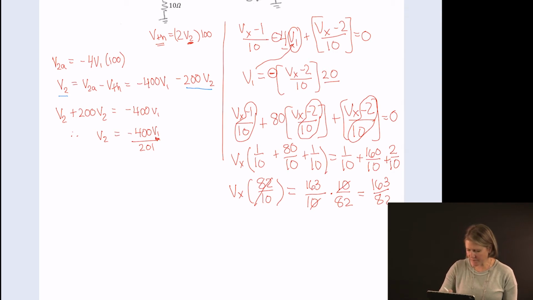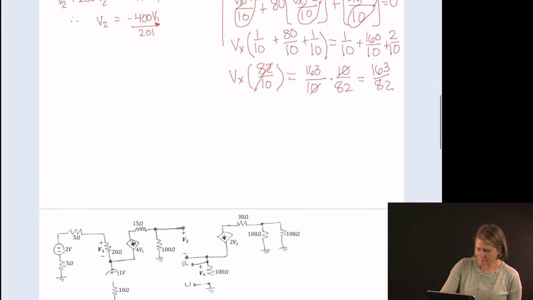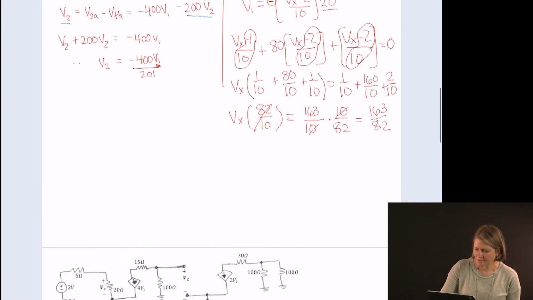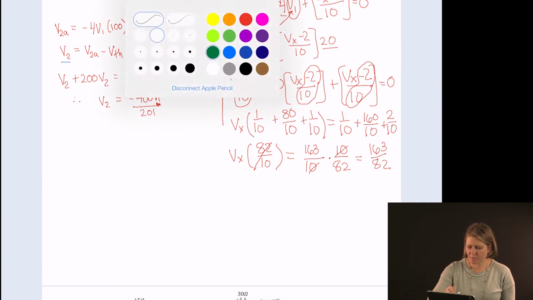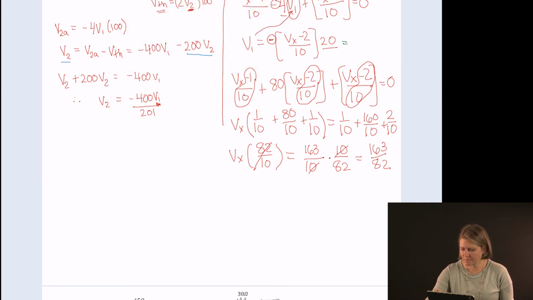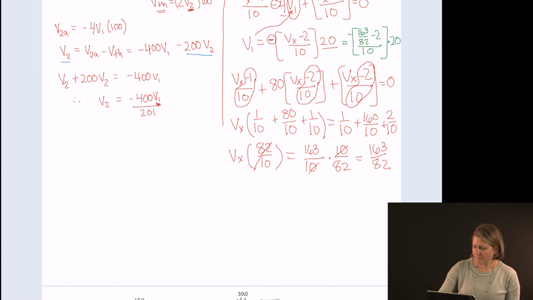And my V1, or I'll go back up to this one. So my V1 here becomes a minus Vx, which is 163 over 82, minus 2 over 10 times 20. And multiplying that out, I get approximately V1 is approximately a 0.027 volts.